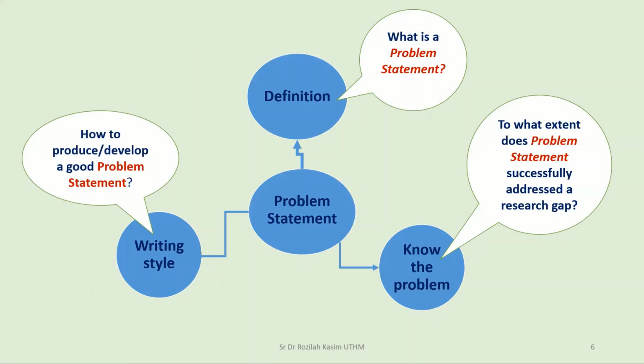Before formulating a problem statement, there are 3 things that the research students need to undertake. The first thing is that the research student needs to clearly define what the problem statement is. Getting to know and understand what the problem statement is will make it easier for researchers to formulate the problem statement. The second thing is about knowing the problem.